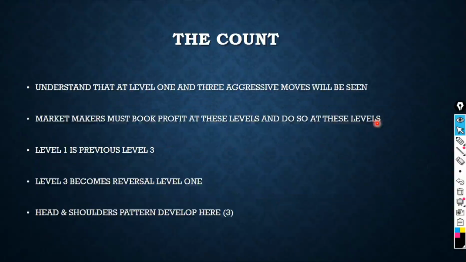Let's move. Understand that at level 1 and level 3, aggressive moves will be seen. Like I told you, level 1 is more aggressive. Why? Because it's moving away from traders. Level 2 into level 3 is more aggressive. Why? Because it needs to trap the last people on the cycle.